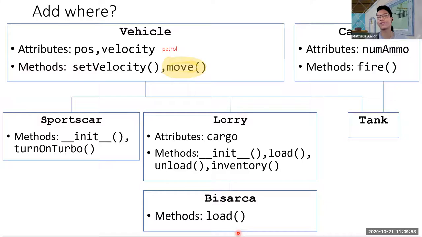But then if the vehicle runs out of petrol, we need to define add petrol. But the question is, where should we put our method of add petrol in? Should we put it in vehicle, sports car, lorry, bizarre car, cannon, or tank? Vehicle, all right. So we're going to add it here.